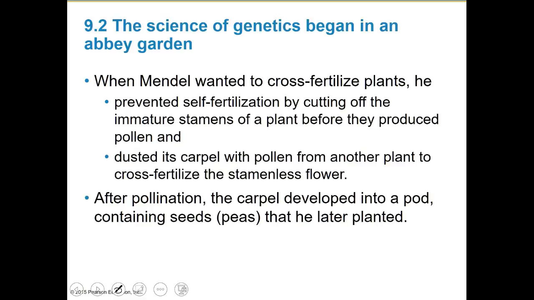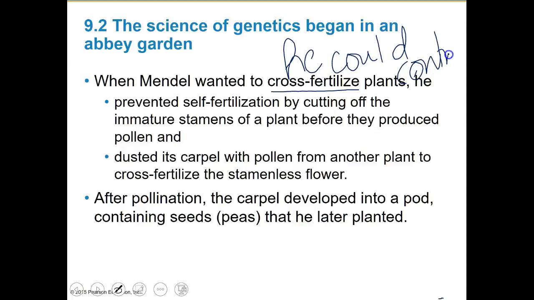they produced pollen. And then he dusted some carpel with pollen to cross-fertilize. So a lot of background here, but the whole point is that he can control between cross-fertilization and self-fertilization. So he could control this. That's the basic premise here. He could control it. We haven't gotten into plants yet. That's next semester. But that's the whole point.